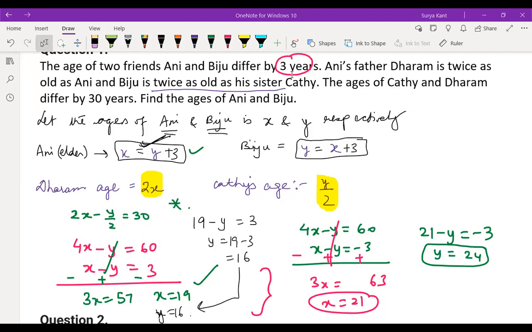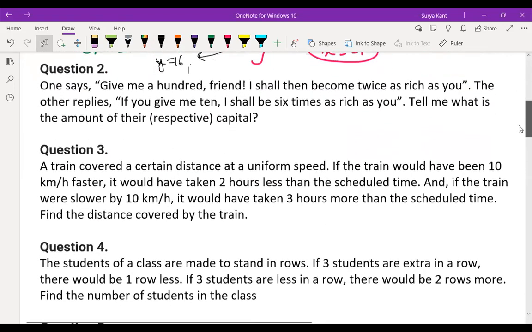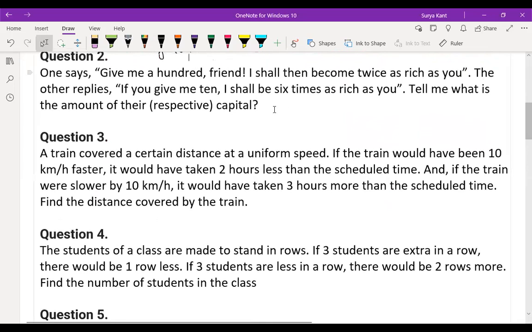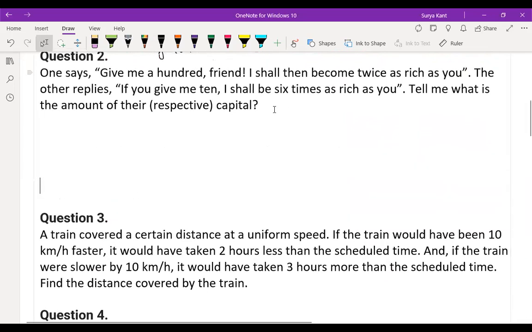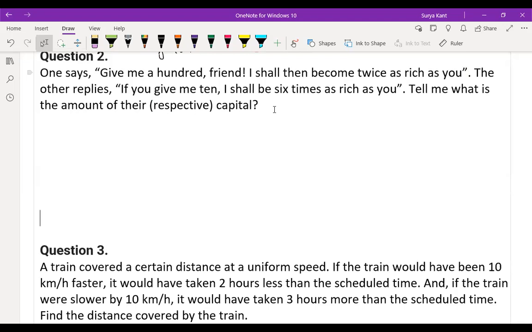All right. So next question is question number 2. All are word problems only here. One says, give me 100 friend, I shall then become twice as rich as you. Means if one friend will give 100 rupees to the other, then the other friend becomes double the first friend.